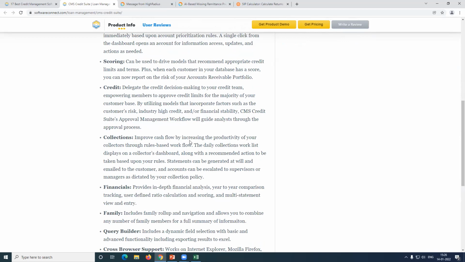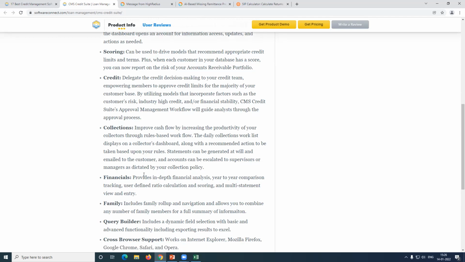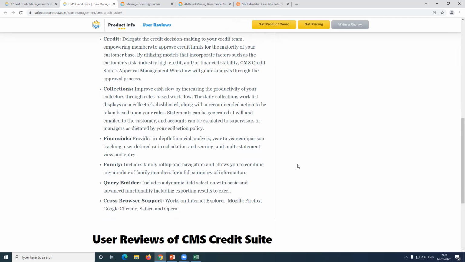Then what are the collections we can do? Then what is the financial position of that one? Then, very important thing, even the family nature. Family in the sense, Pramod may run a business, let us assume Pramod is having a number of sister concerns. All these things these people identify and target, how their sister company is doing. Then it also consists of query builder and cross-browser support.